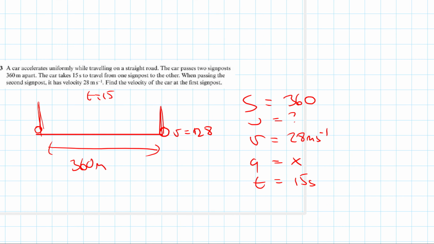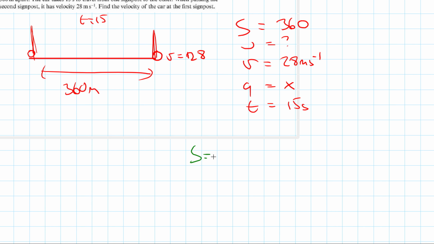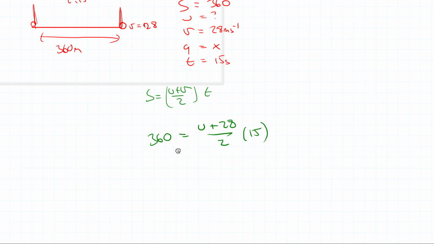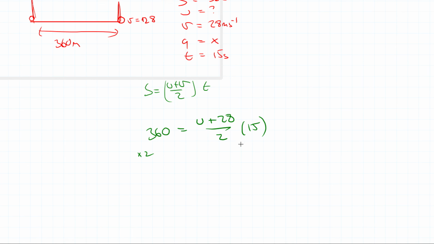So we are going to write that equation in. So S equals u plus v over 2 times t, and again we're looking for u in this equation. So this time we're going to plug the value straight in rather than rearrange, although you can rearrange the equation. So you get 360 is equal to u, which we want to find, plus 28 divided by 2 times by 15. So then from here we can, first of all, multiply both sides by 2. Multiply both sides by 2, we get 360 times 2, which is 720. So 720 is equal to 15 times u plus 28.